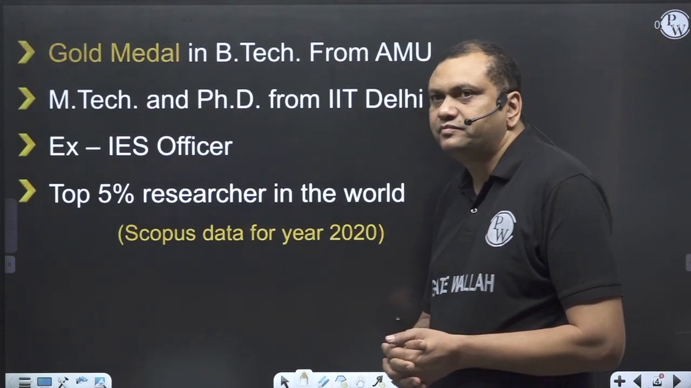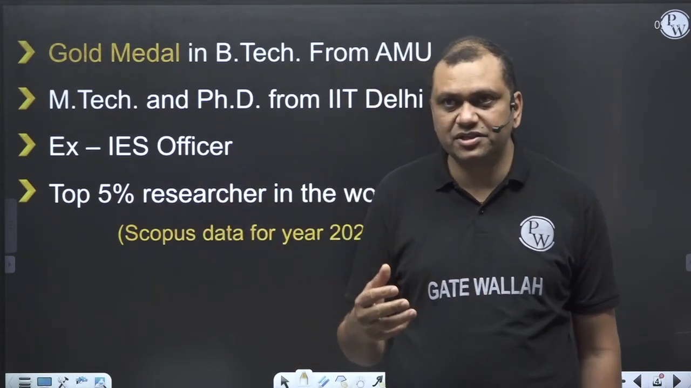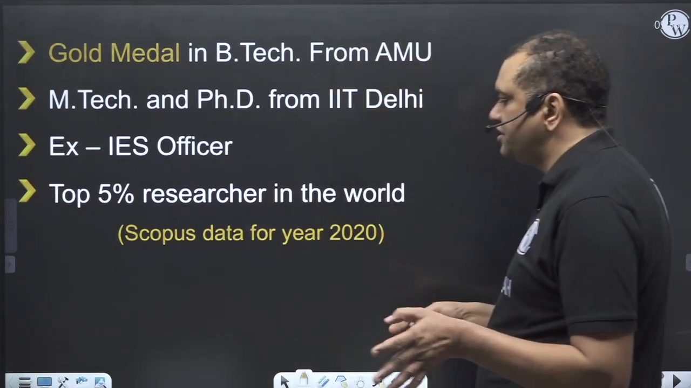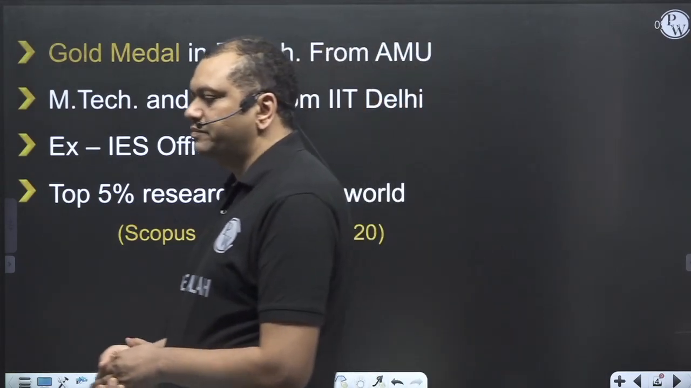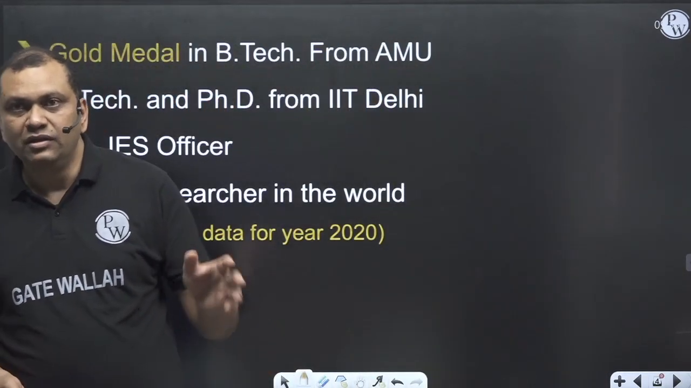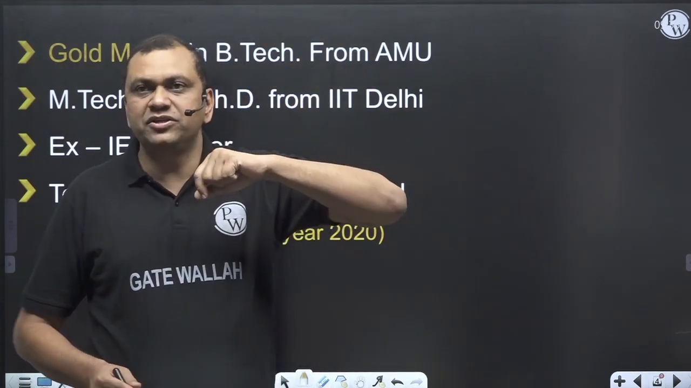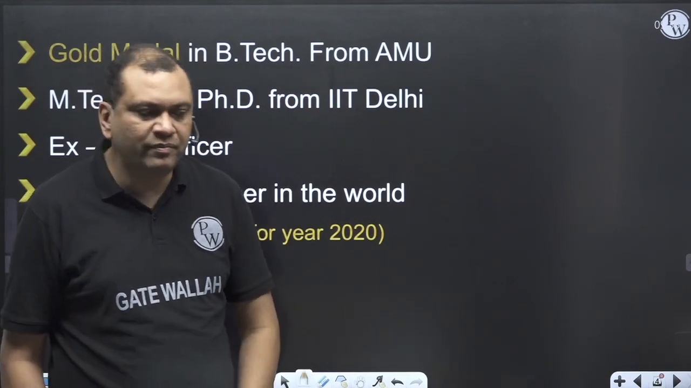And this is my profile. I am a gold medalist from Aligarh Muslim University. I have an M.Tech and PhD from IIT Delhi. Between M.Tech and PhD, I worked 1.5 years for engineering services. And I'm a researcher, and as per Scopus data, I'm a top 5 researcher in the world. Scopus maintains the researchers' articles over a web page called sciencedirect.com. I think some of you may know.